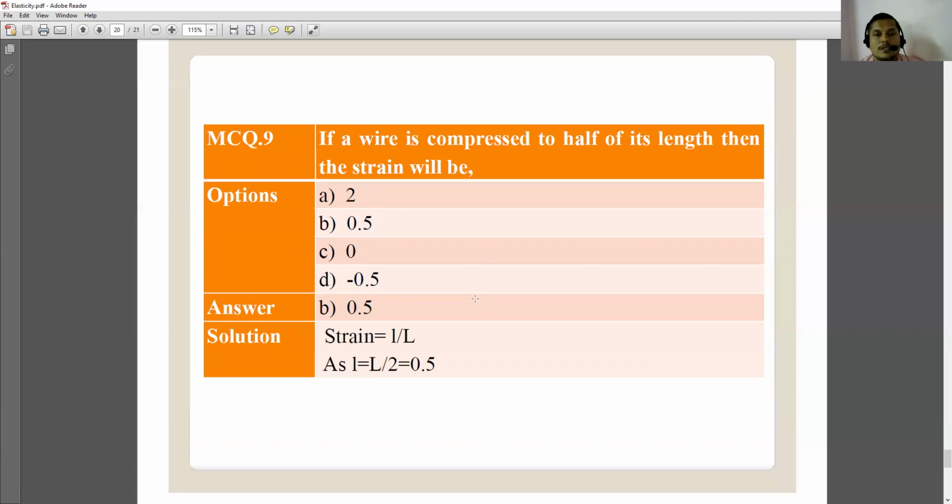Then go for the next one. If a wire is compressed to half of its length, then the strain will be. So when we consider the wire and we have compressed half of its length, then the strain we have to calculate. How can we calculate? We know that strain is nothing but change in length divided by original length. So as the change is half the original length, that is L by 2, if we put here small l as L by 2 divided by L, it becomes 1/2 or simply 0.5.